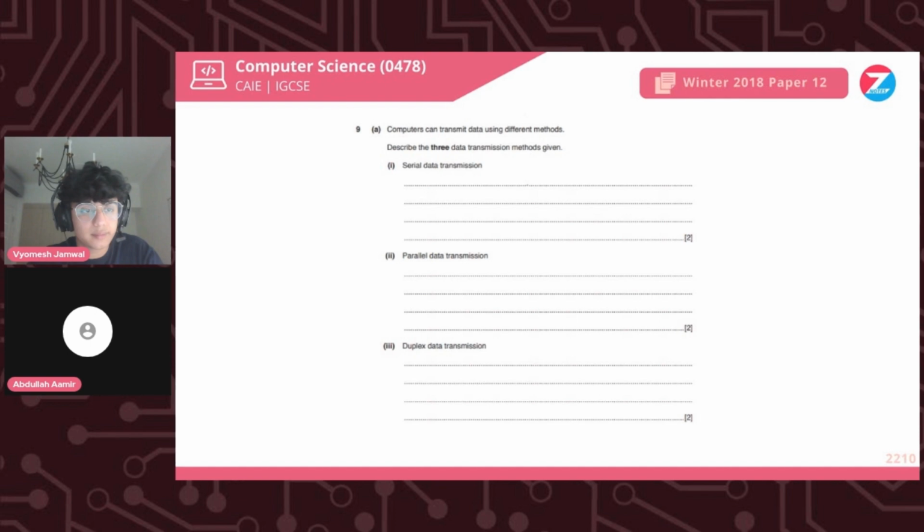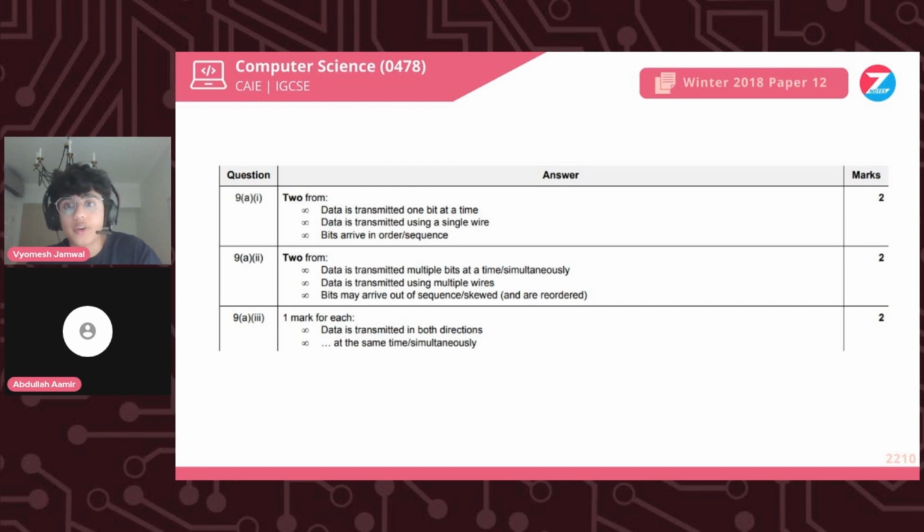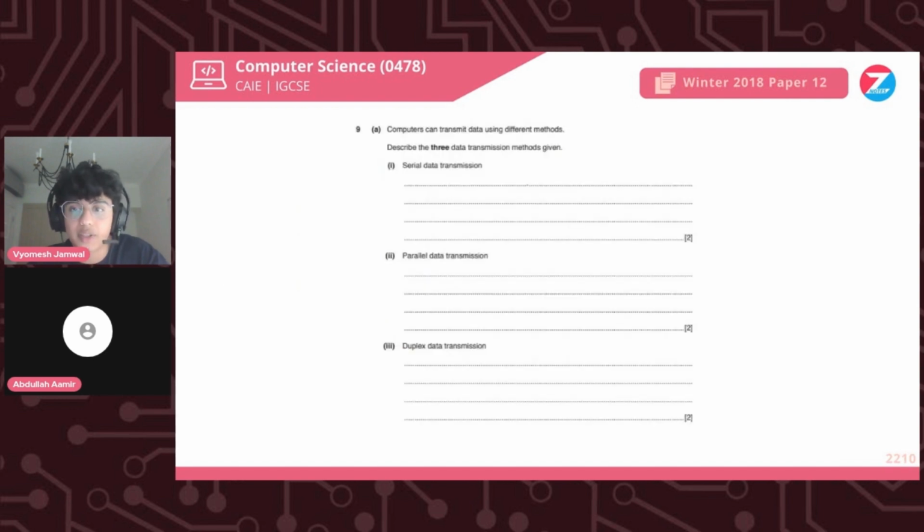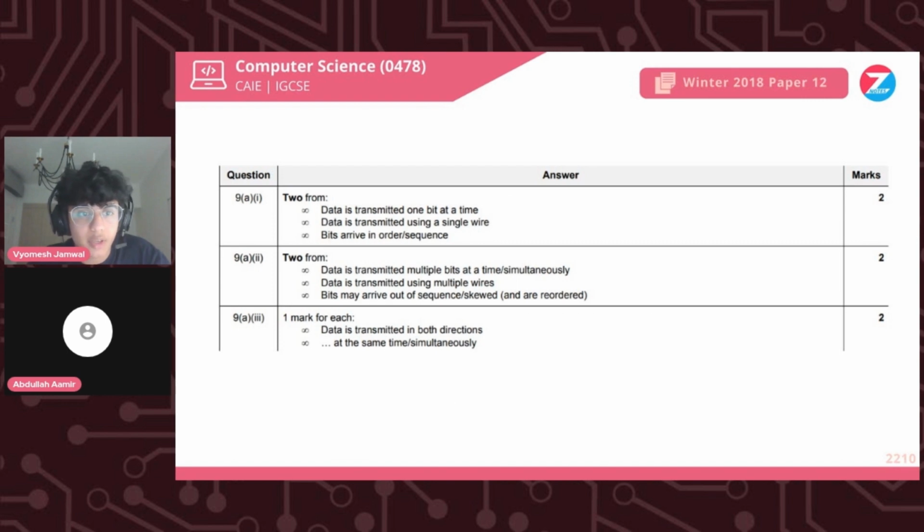Now we're going to the next question, which is discussing serial, parallel, and duplex data communication. Sure. So here I can see that computers can transmit using different methods. Describe the three data transmission methods given below. So talking about serial data transmission, it's basically data is transmitted 1 bit at a time using a single wire, right? That's what I would go with straight away for those 2 points.